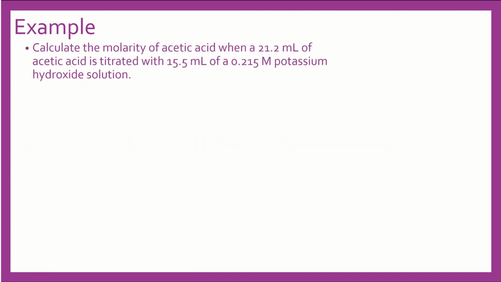Let's take a look at another example. Calculate the molarity of acetic acid when 21.2 milliliters of acetic acid is titrated with 15.5 milliliters of a 0.215 molar potassium hydroxide solution. All right, so again, we're looking for the strength of our acetic acid. We have a volume of known base, 0.215 potassium hydroxide.